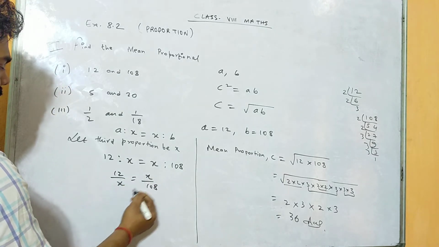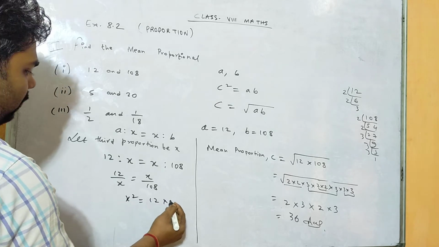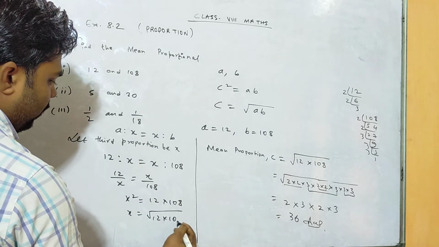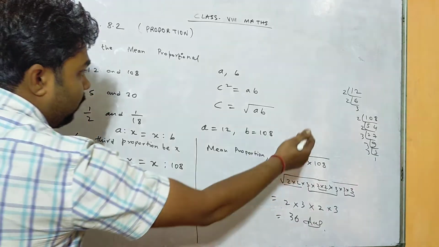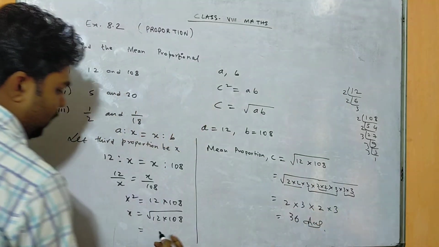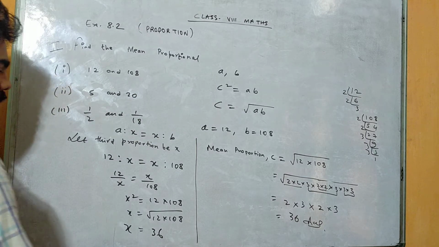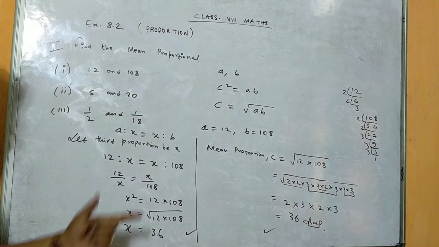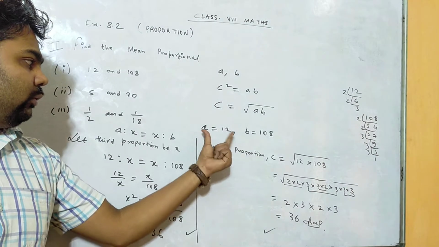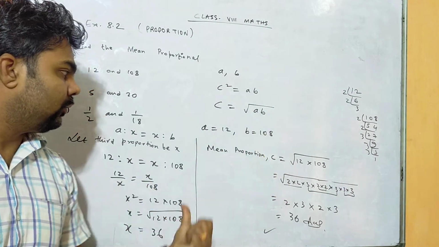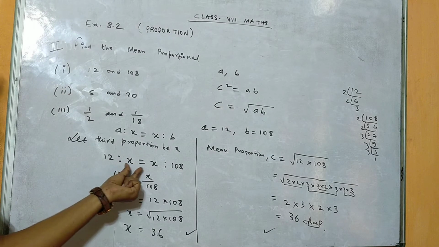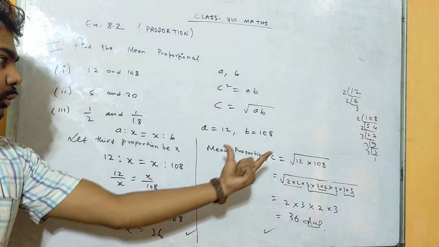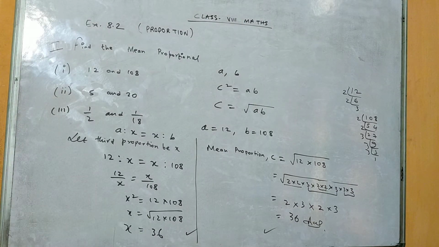So x into x, x square, equals 12 into 108. So x will be root under 12 into 108. Ultimately when you solve this, you will get 36. So there are two methods, which one you feel easy you can solve. Both are convenient methods. You can use directly this formula, or you can use 12 is to x, x is to 108, then cross multiply. Ultimately you have to find the square root only in both cases.